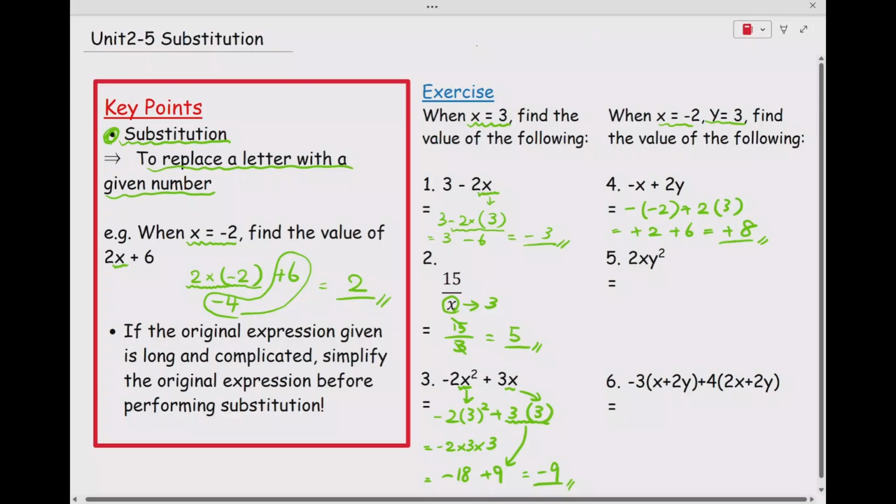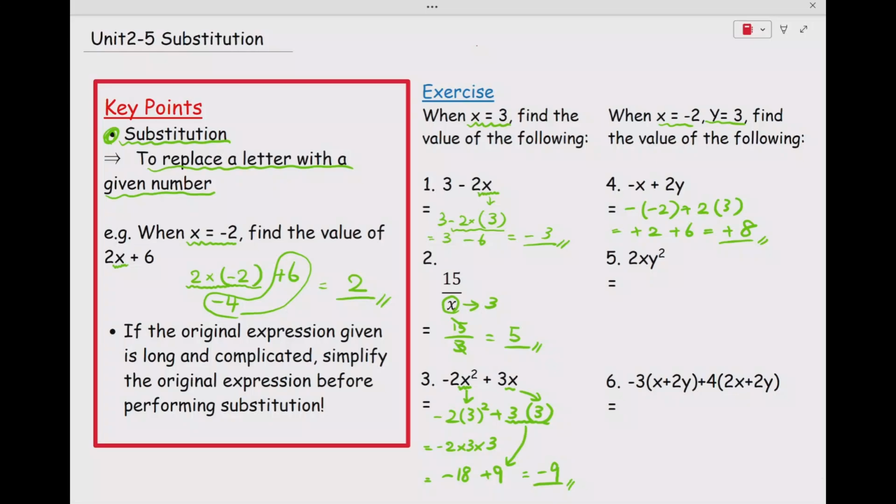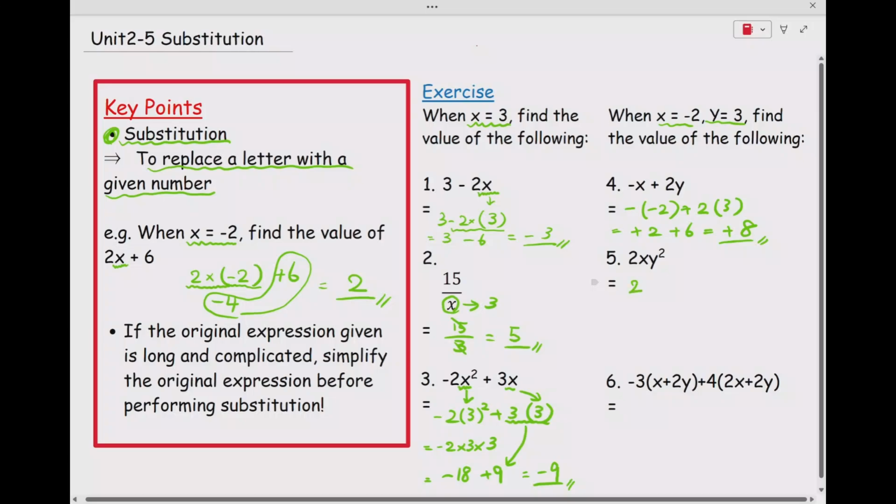Number 2. 2xy squared. Here too, all you have to do is replace the given numbers with the corresponding letters. In this case, x equals minus 2 and y equals 3 are given. So let's put these numbers in the places of each letter. Then we get 2 times minus 2 times 3 squared, which means 2 times minus 2 times 3 times 3. If we calculate this, we get minus 36.